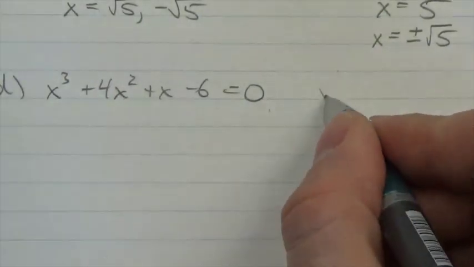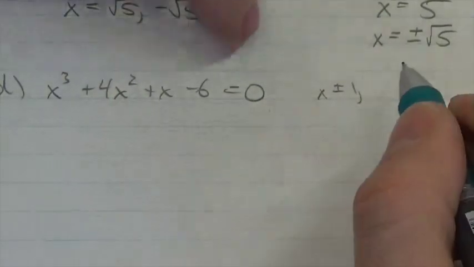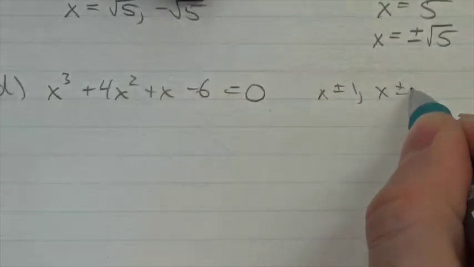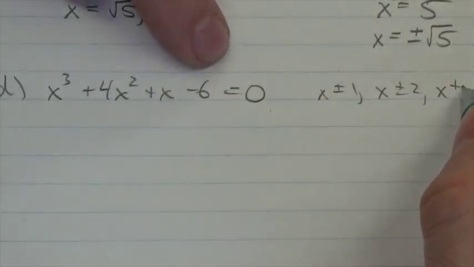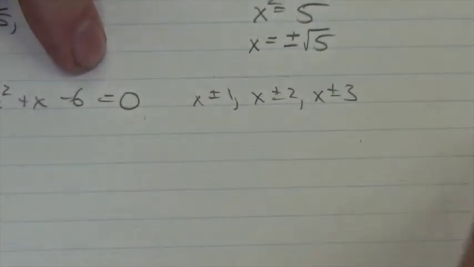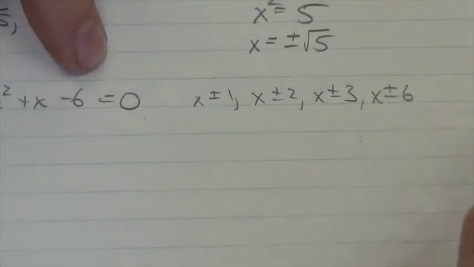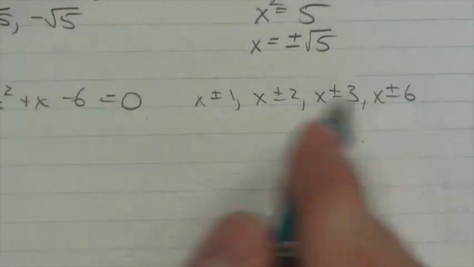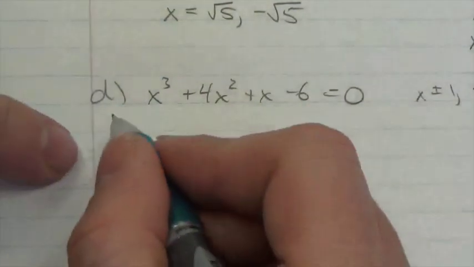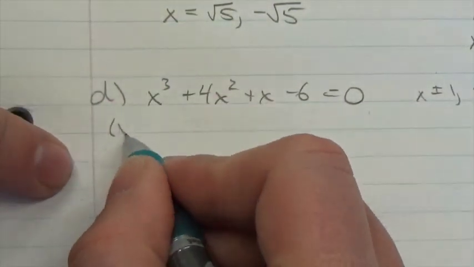So now I have to use the integral zero theorem, okay? And I know that my possible factors here will be x plus or minus 1, x plus or minus 2, x plus or minus 3, whoops, off the screen, x plus or minus 6. These are my possibilities. So now I will check to start off with. Let's say I'm going to check x minus 1.